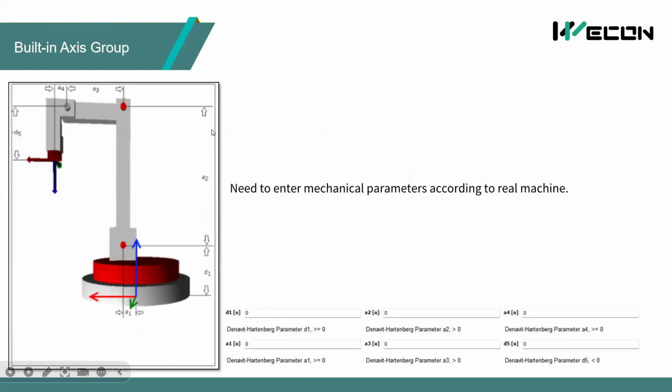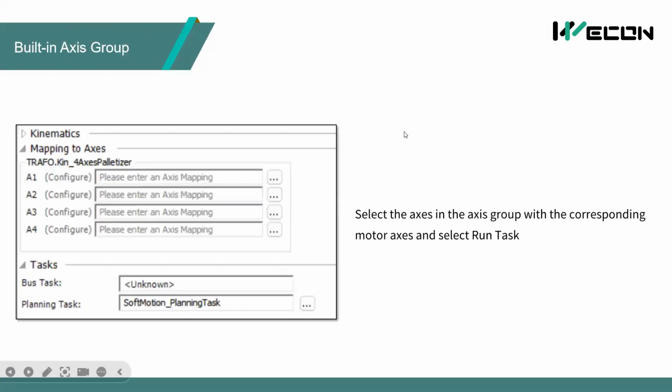Here D1 is this part from the bottom to the first rotating axis, the center position of this servo motor, and some other parameters. We also need to map the driver axes to A1, A2, A3, A4 in this model, and select the task to run this axis group motion control.